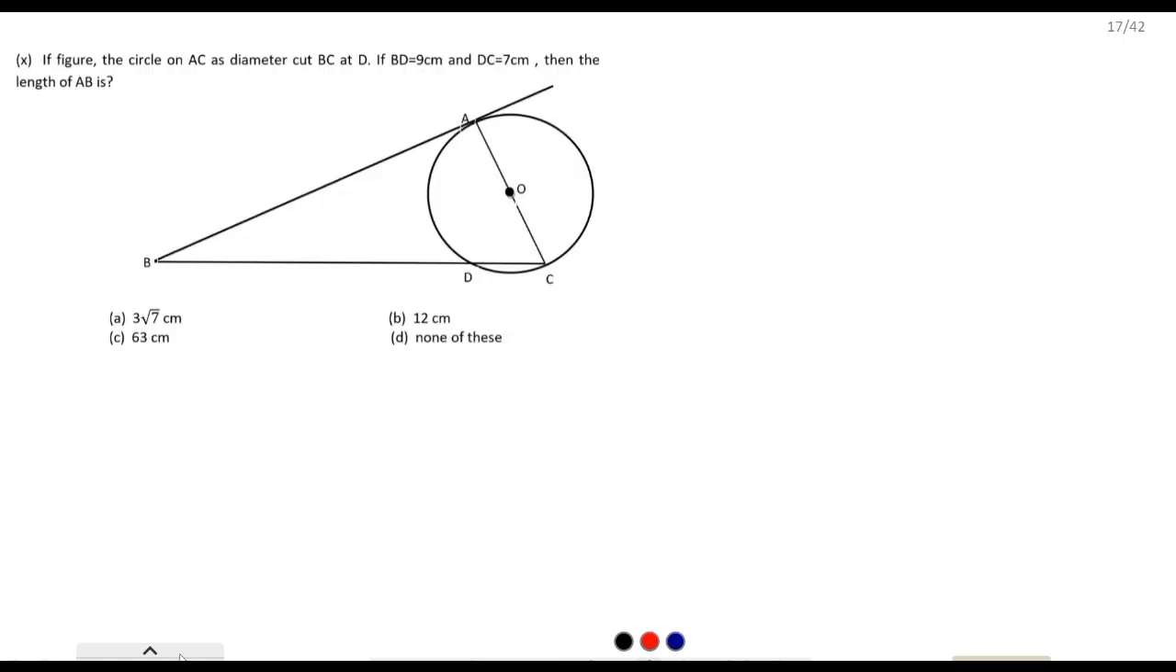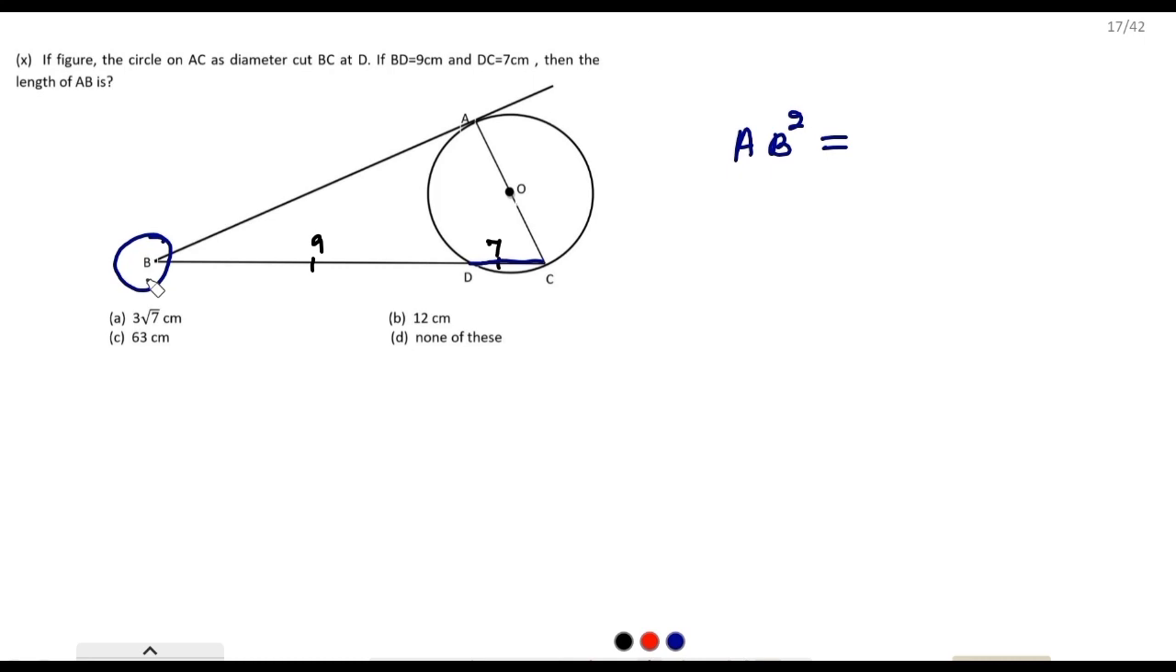In the next question the figure is given, with some measurements. BD is 9 centimeter, DC is 7 centimeter and we have to find AB. Look at the figure. AB is a tangent and CD is a chord, and this tangent and chord are intersecting each other at point B. Then according to the theorem, AB square will be equal to the product of the segments of the chord, but the segments of the chord are taken from the point of intersection.